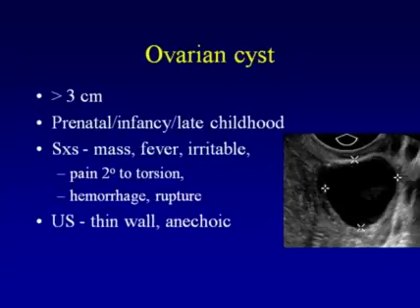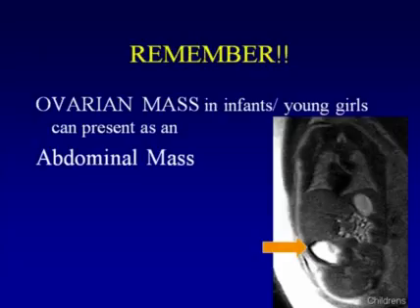If they are large and cause pain, the patient may present with mass, fever, irritability. They may turn on themselves or bleed or even rupture, and all of these can result in the pain the patient's feeling. By ultrasound, we look for a thin-walled anechoic structure measuring greater than 3 centimeters. Remember that ovarian masses in young infants and young girls often present as an abdominal mass. As the pelvis is quite small, any ovarian masses tend to move up into the abdomen and can mimic many abdominal masses.